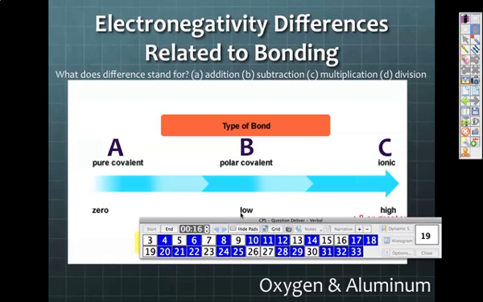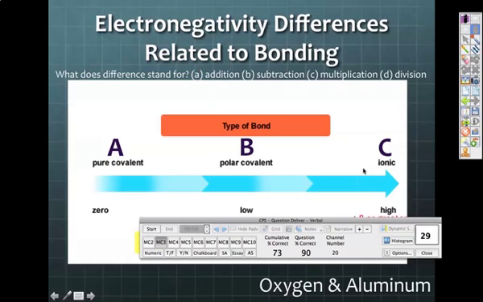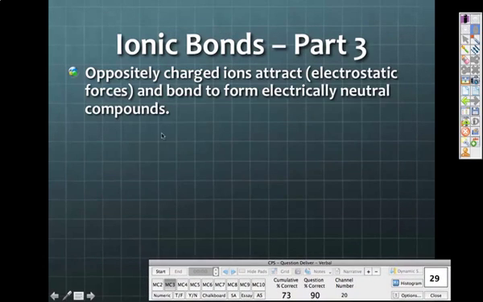I know it probably doesn't seem possible, but if we went to negative, then do the absolute value. Make it positive. Couple more seconds. Okay, we should have a lot of ionics because the difference is 2. 2 is greater than 1.8, therefore it is an ionic bond. The oxygen has enough pull to pull those electrons from the aluminum. So we have oppositely charged ions attracting. Those are electrostatic forces. And a bond forms an electrically neutral compound.